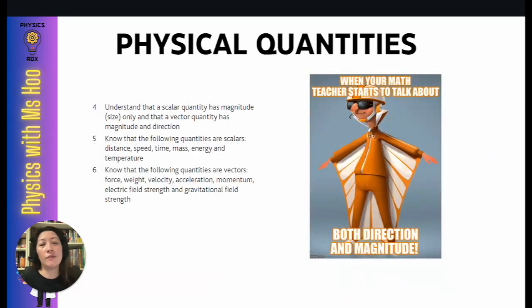You should also know about scalar and vector quantities. You need to remember that scalar quantities only have magnitude, while vector has both direction and magnitude. Now when it comes to science, there are plenty of scalar and vector quantities in there. The list is actually endless, but for IGCSE, the ones that you must know for certain are these two lists. Scalar quantities include distance, speed, time, mass, energy, and temperature, while the vectors are force, weight, velocity, acceleration, momentum, electric field strength, and gravitational field strength.